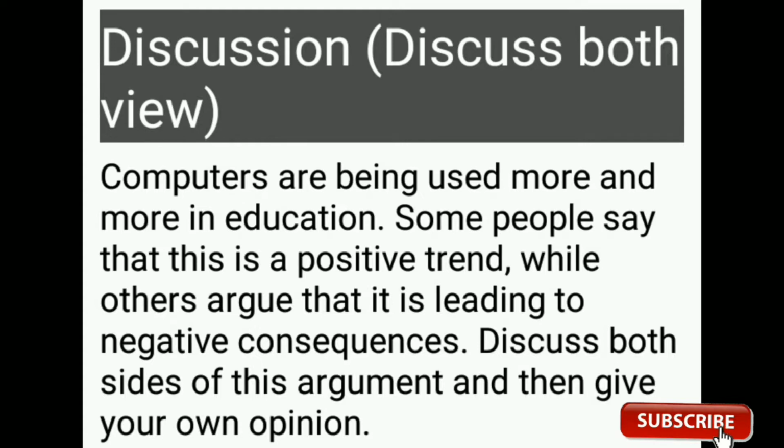Now the same question can be asked like this. Computers are being used more and more in education. Some people say that this is a positive trend, while others argue that it is leading to negative consequences. Discuss both sides of this argument and then give your own opinion. So this one is a two-sided discussion plus opinion type of essay, and in both types you have to support your idea by giving enough elaboration, and then you have to provide examples as well.